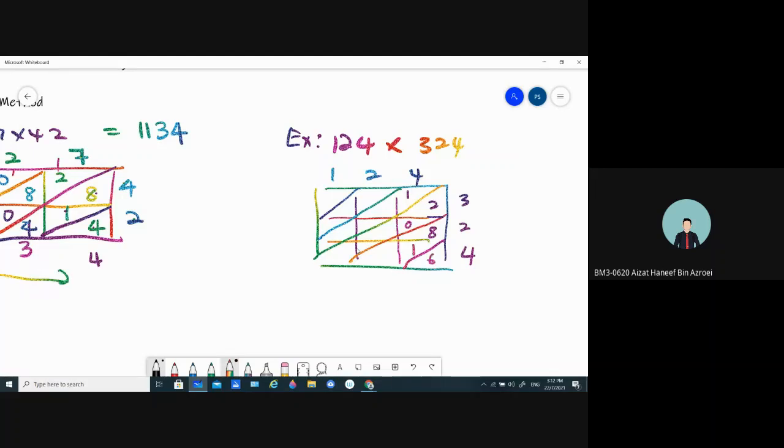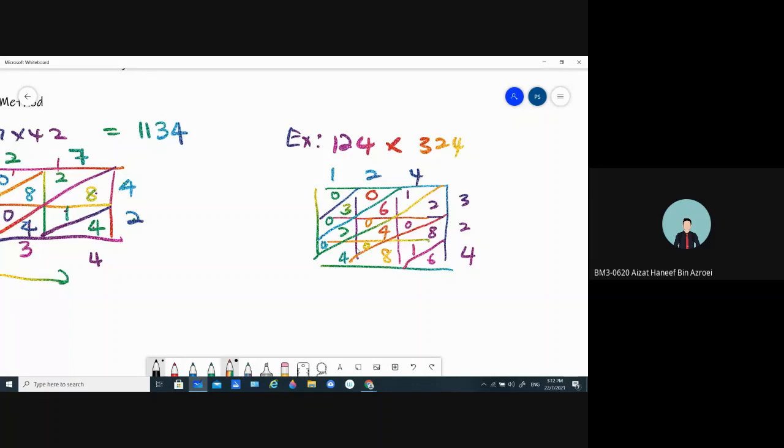Second column, 2 times 3, 6. 2 times 2, 4. 2 times 4, 8. Then 1 times 3 is 3. 1 times 2 is 2. 1 times 4 is 4. I just didn't draw it very well.